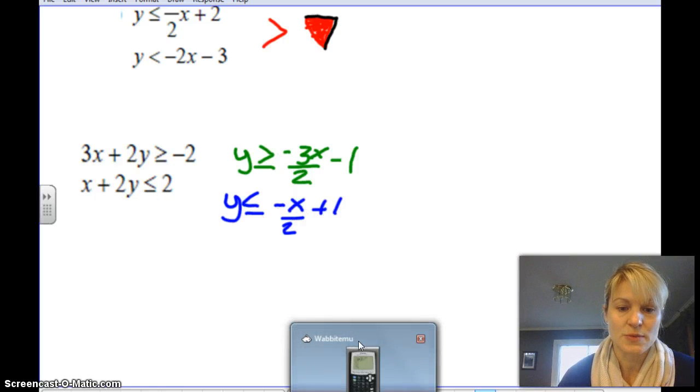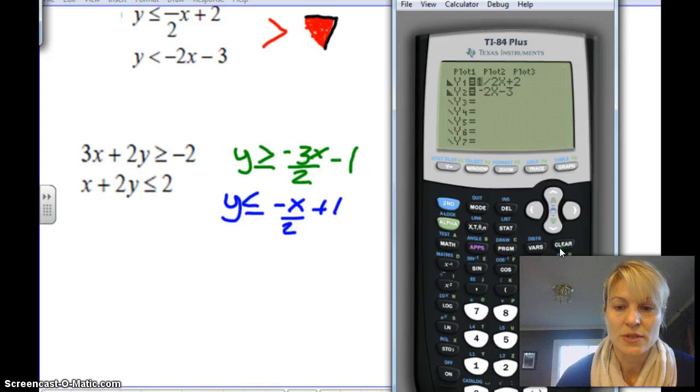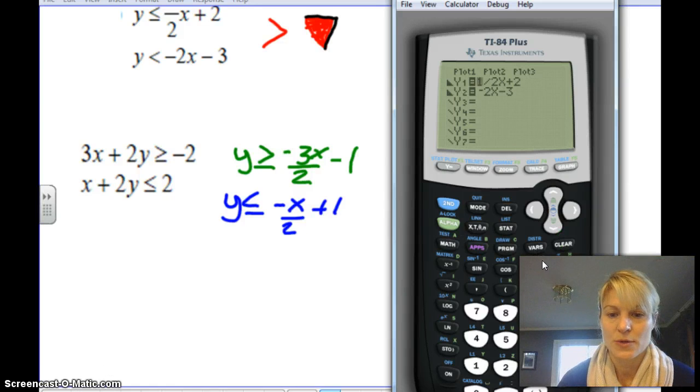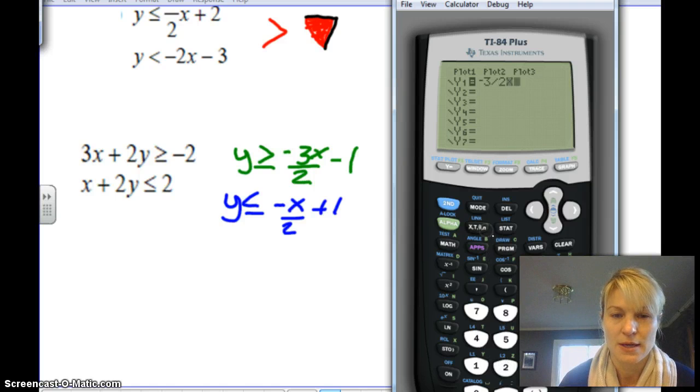So now, looking at our calculator, I'm going to clear these out. Clear, and then clear. So the top one, I'm going to put in negative. So make sure you hit that negative 3 divided by 2x minus 1, and then I'm going to go all the way over, and I can see here that this is the greater than sign, so I want that top one. So I'm going to hit enter until I get that greater than sign.